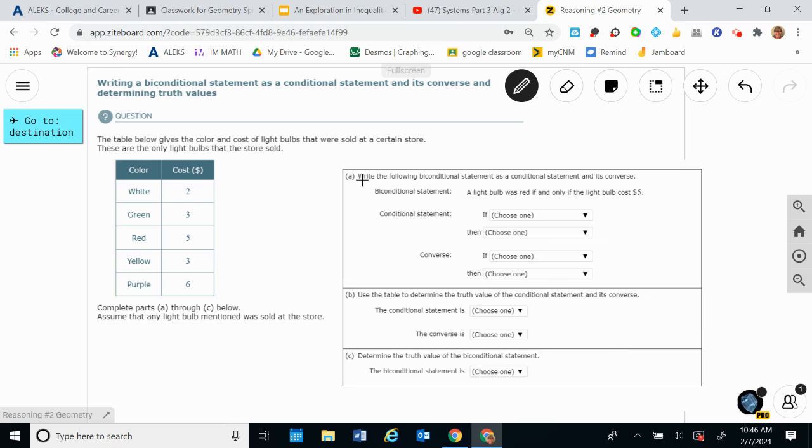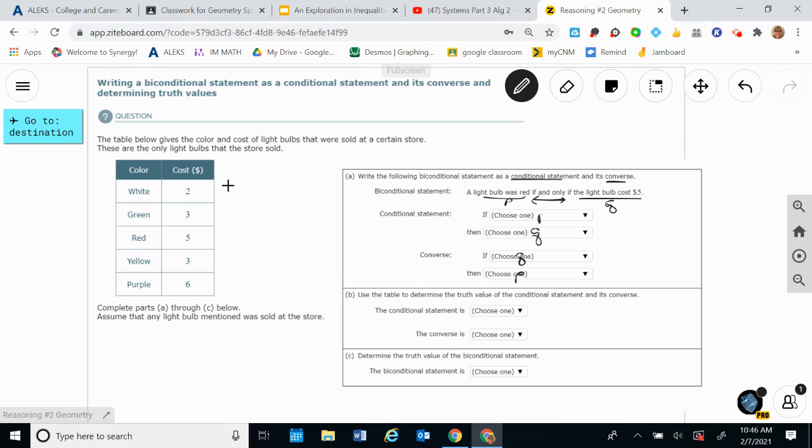Same thing. It says write the following biconditional statement as a conditional and its converse. So basically, you guys, all we're doing is learning how to read this backwards and forwards. If a light bulb was red, P, then the light bulb costs $5. So if P, then Q. This one's going to be if Q, then P. If the light bulb costs $5, then the light bulb was red. Okay, so that's how you fill in that part.